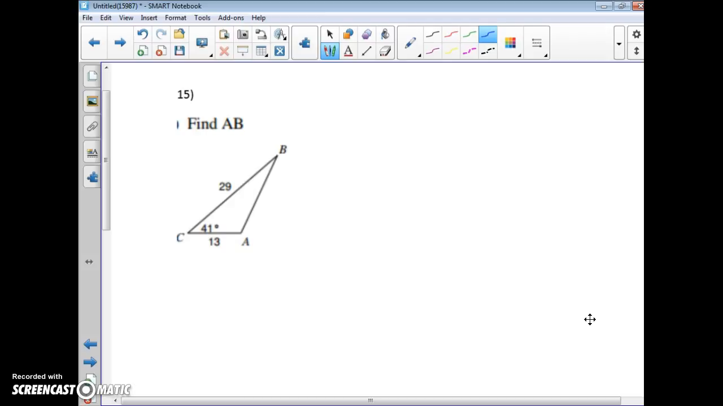So looking at this particular problem, 15, I've got two options we've discussed. I believe the law of cosines is going to be the way to go. So I want to find AB, this side. I'm just going to put a lowercase c there. Doing law of cosines, here we go.